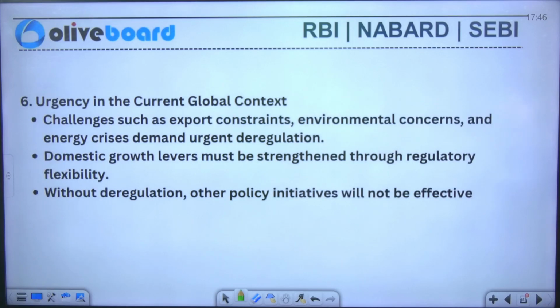Now if I talk about the urgency in the current global context, challenges such as export constraints, environmental concerns, energy crisis, and demand mean that urgent deregulation is necessary here. जो domestic growth है, those levers must be strengthened through regulatory flexibility. Without deregulation, other policy initiatives will not be effective here.